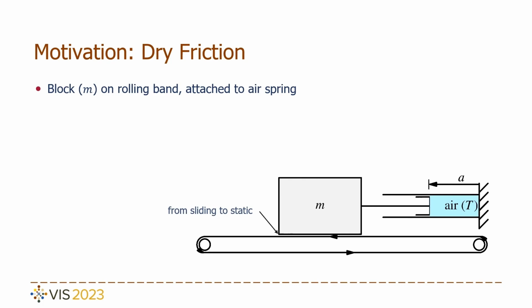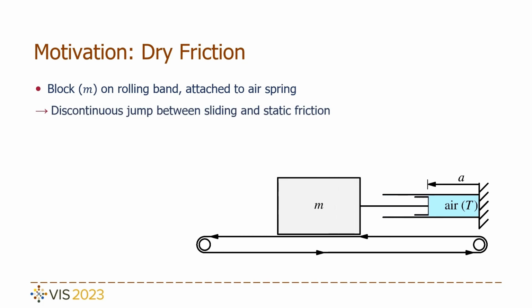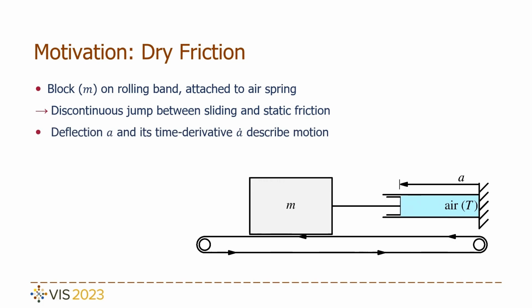As the deflection of the spring gets higher, the spring applies more force onto the block, which results in a transition from static to sliding friction. The block then moves towards the spring until it comes to a halt, and changes its direction again. This process involves discontinuous jumps between sliding and static friction. The state of the model can be expressed with the deflection of the spring and its time derivative.